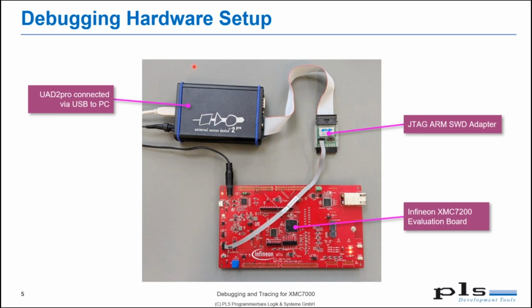That includes the UAD2 Pro from our Universal Access Device family, which is connected to the PC using USB, and then we are connecting using a standardized ARM SWD adapter to the debug interface on the evaluation board. The only target-specific part in the debugger setup is this little adapter here.